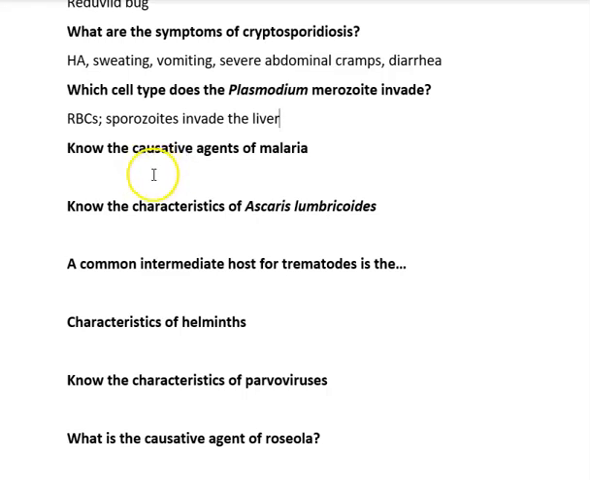I want you to know the causative agents of malaria. So this is going to include Plasmodium falciparum, Plasmodium vivax, Plasmodium ovale, Plasmodium knowlesi, and Plasmodium malariae.